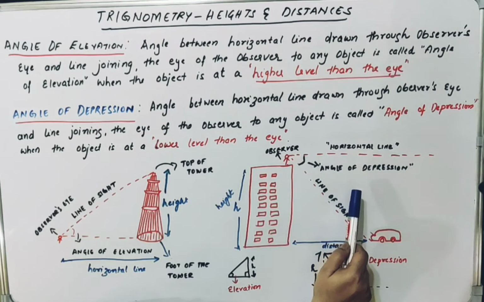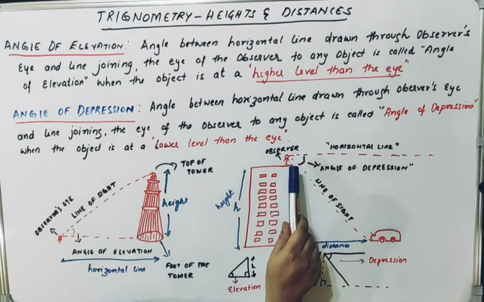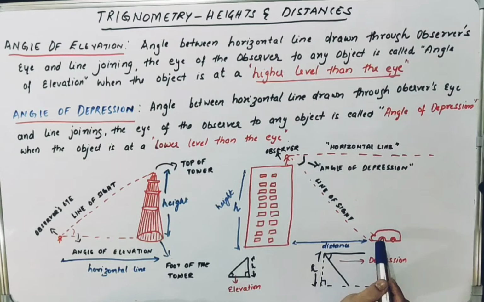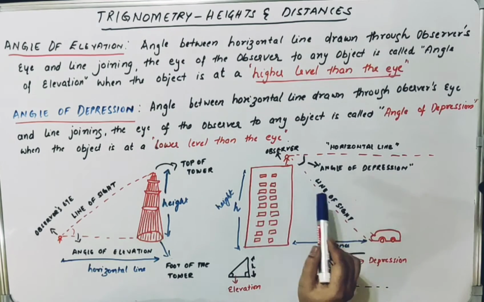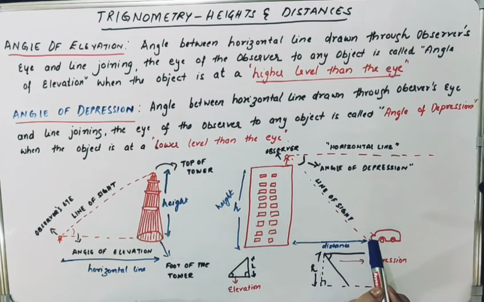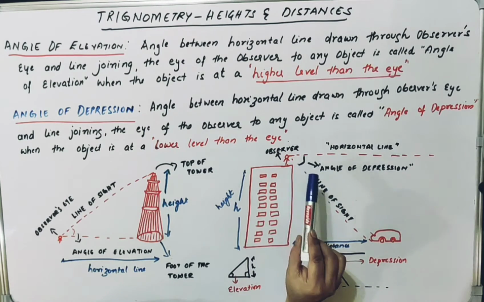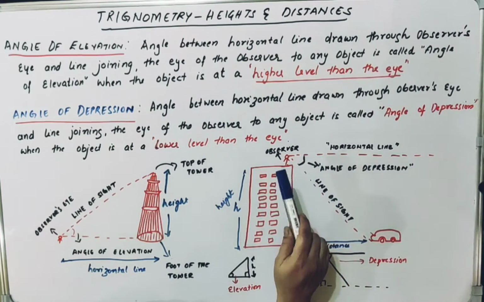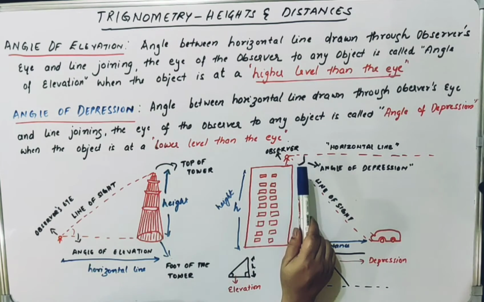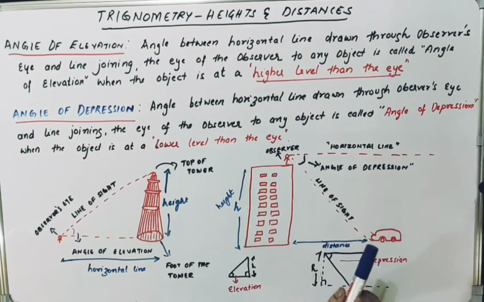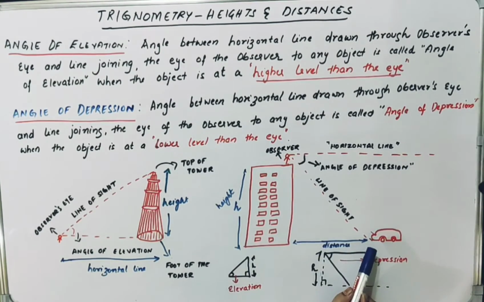Why is it called angle of depression? Because the observer is looking down. He is looking down to look at the vehicle. That's why it is called angle of depression. Here, in this case, the object is below his level. The object is at a level which is lower than his eyes or his height. So that is why it is called angle of depression. And this distance between the building and the vehicle can be measured using this concept.